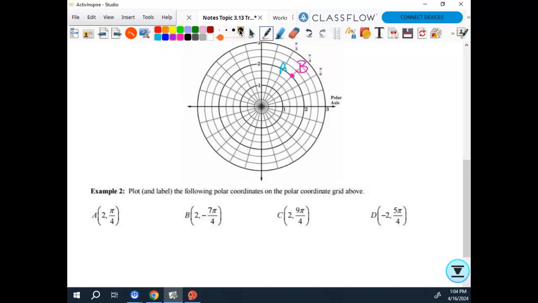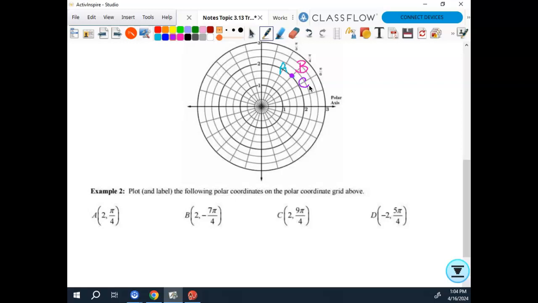Okay, so C is (2, 9π/4). Now, 9π/4, that's not an angle I know; you know π/4, but 9π/4, we hadn't seen that a whole lot. If I do one full rotation, how many π/4 is that? 8. So if I go to 2, I go around once, that's 8π/4. I go one more π/4 to get me to 9π/4. I'm right there. That's C. They're all the same point.